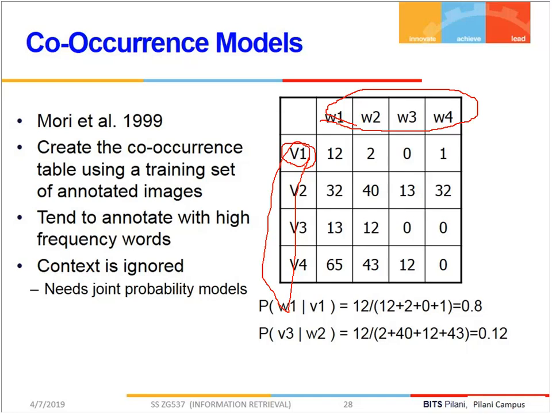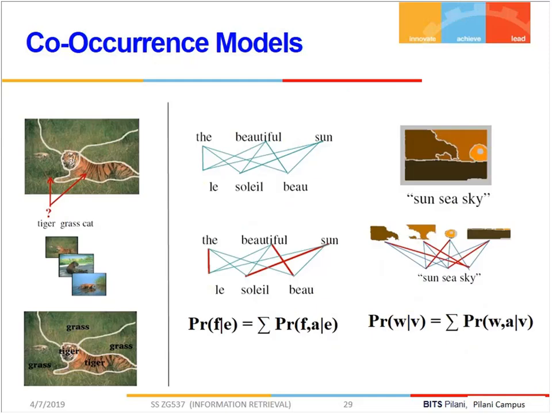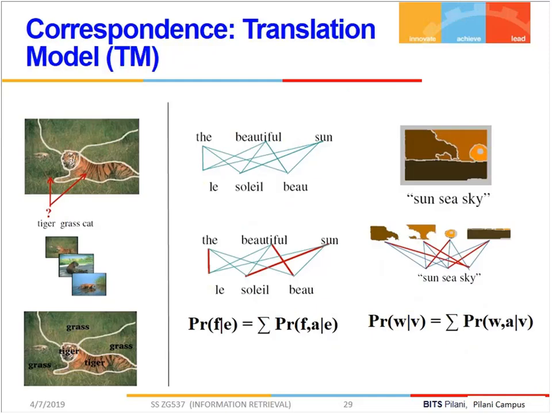Okay. So we tend to annotate with higher frequency words, whichever frequency is higher. This 12 is highest here, so that means V1 will be converted into W1, and context is ignored. We need the joint probability model. Joint probability model means that V1 can be converted into W1 because it has got the highest probability. And then V2 will be converted into W2 because that has got the highest probability, and so on.